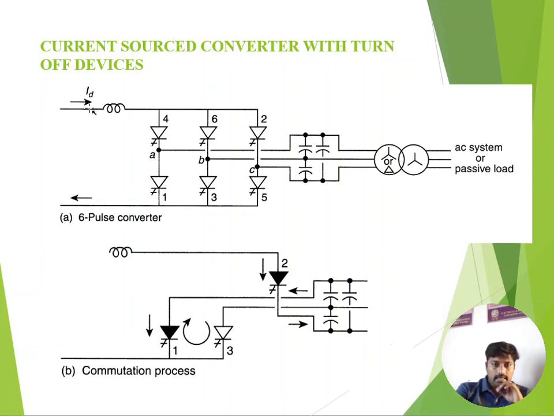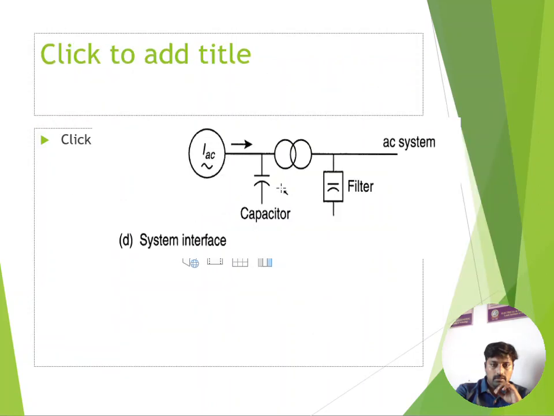Here you can clearly observe that the current is in one direction, but the voltage is capable of transferring from positive voltage and negative voltage. The power reversal will happen here through voltage reversal. So this is a basic concept of the current source converter. You always learn this from power electronics also.